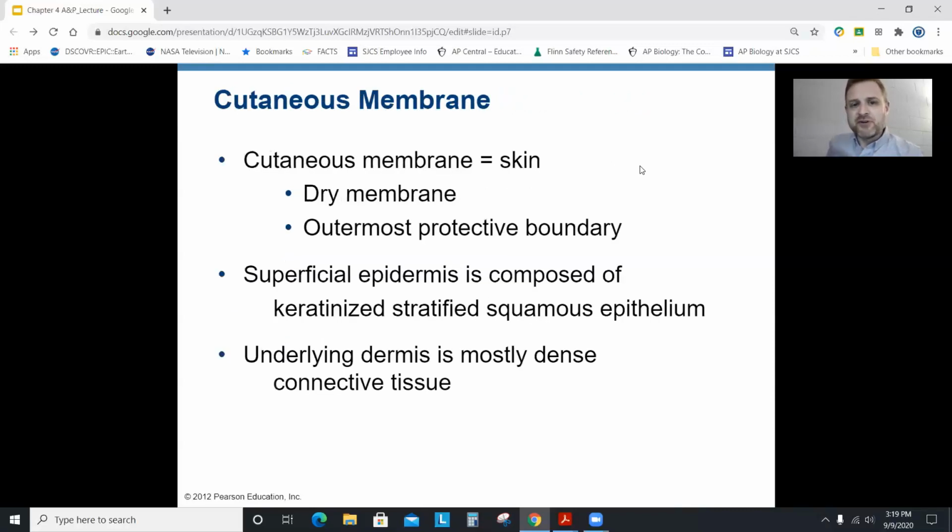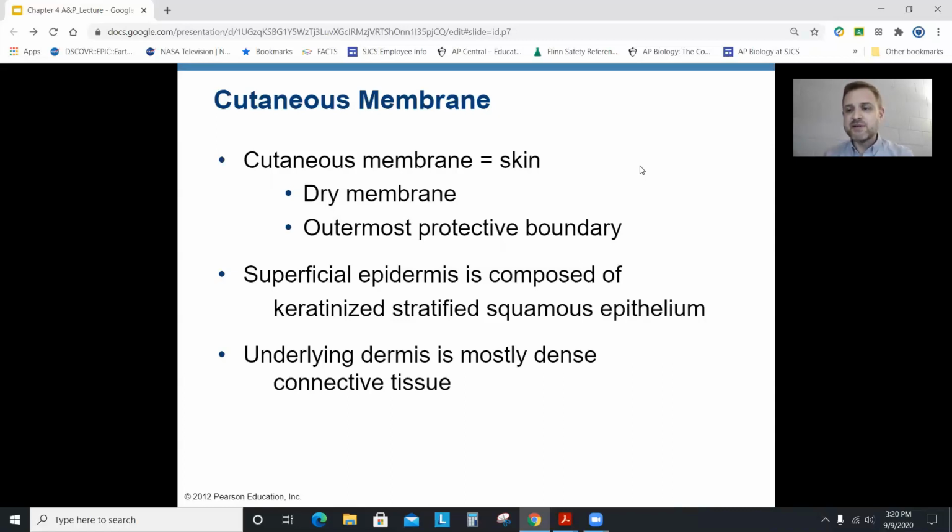Okay, so let's start with cutaneous membranes. So these are called dry membranes. This is mainly talking about your skin. This is the outermost protective boundary of your body. Obviously, it's very important because it keeps things out that should be out, keeps things in that should be in. It's waterproof. You can swim in a pool for hours, and your skin doesn't fill with water, you don't get bloated. The superficial epidermis, the outside, is composed of stratified squamous cells, like we said back in chapter 3, and they're keratinized. Keratin is sort of a thick or very dense protein product that helps keep your skin nice and waterproof, helps keep it nice and firm.